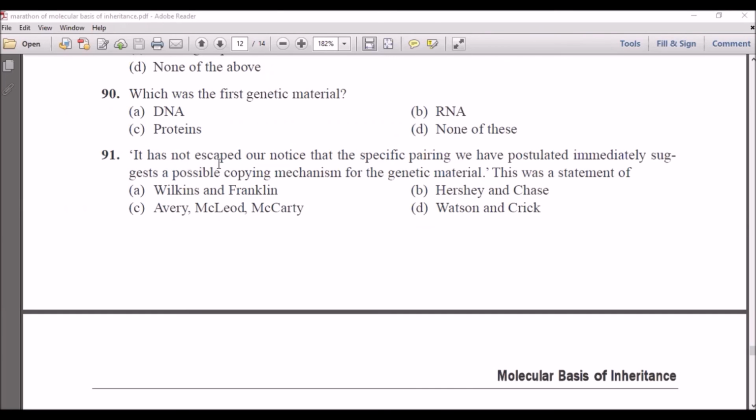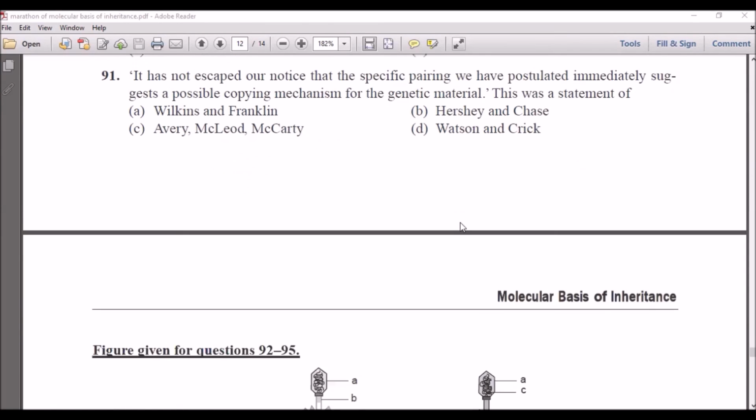Next question is, it has not escaped our notice that the specific pairing we have postulated immediately suggests a possible copying mechanism for the genetic material. This statement was of Wilkins and Franklin, Hershey and Chase, Avery, MacLeod and McCarty, or Watson and Crick. So this statement was given by the scientists Watson and Crick.